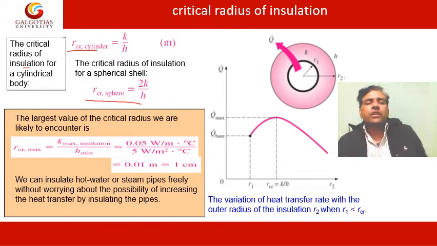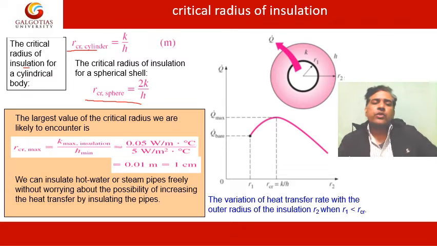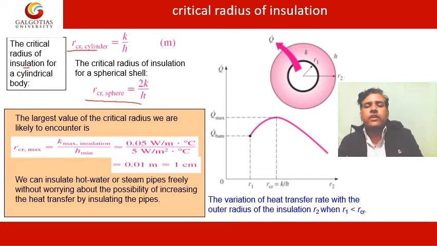So these are the two relations that can be utilized to find the critical radius of insulation. If you add insulation and the radius is still less than the critical radius, then there is always an increase in the heat transfer rate, as we can see from this figure itself. When the radius was R1, this was the heat transfer. After adding some insulation, the radius increased to this value, and the heat transfer increased.